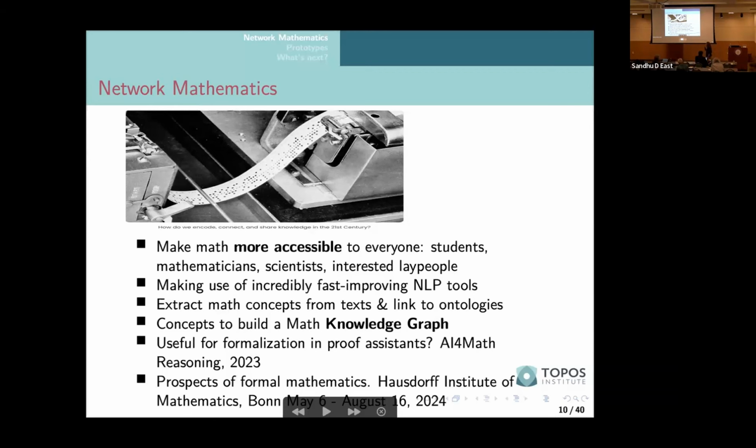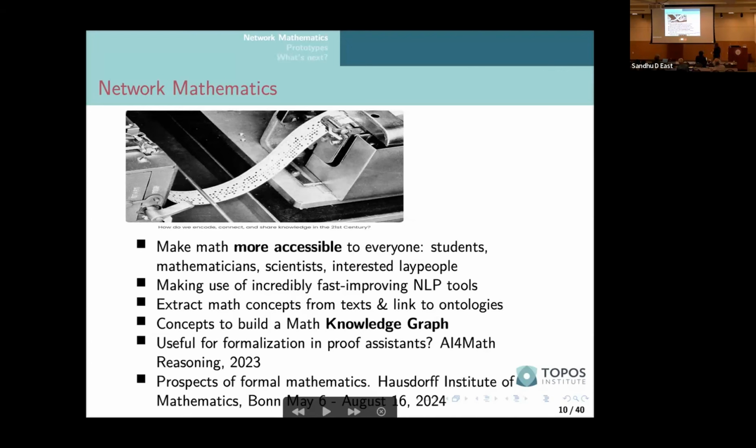And we also think that this whole idea of systematizing and organizing the mathematical information of the world would help us with formalization of proofs and creating more proofs in proof assistants.